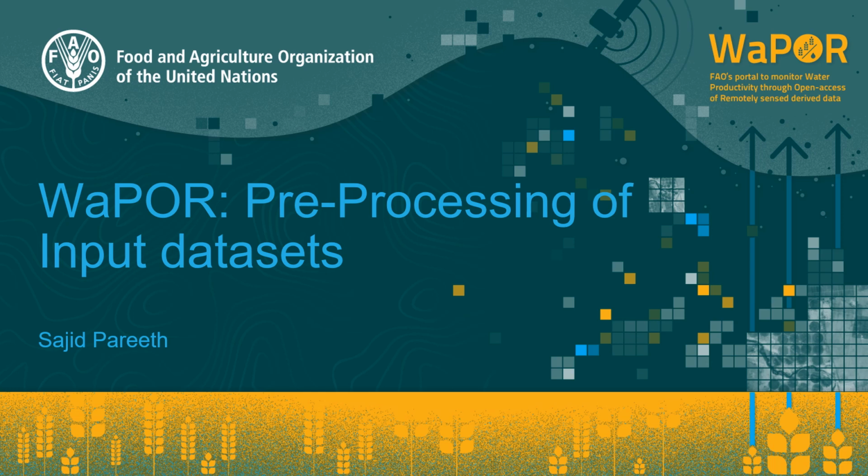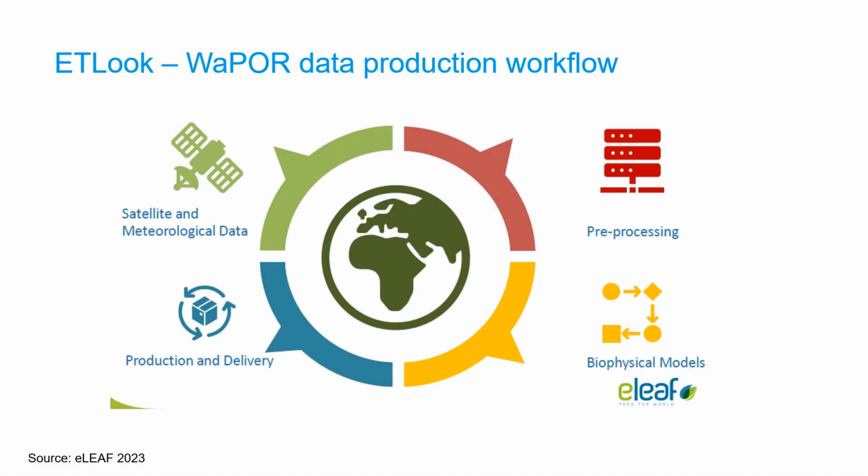In this lecture, I will give a brief overview of various pre-processing steps involved in the production of WaPOR database components. The figure here shows the major components of the WaPOR data production workflow. It includes the acquisition of satellite and meteorological data, the pre-processing of the inputs, applying those intermediate inputs into the biophysical models to compute WaPOR database components such as ET and NPP, and finally the production and delivery mechanism.